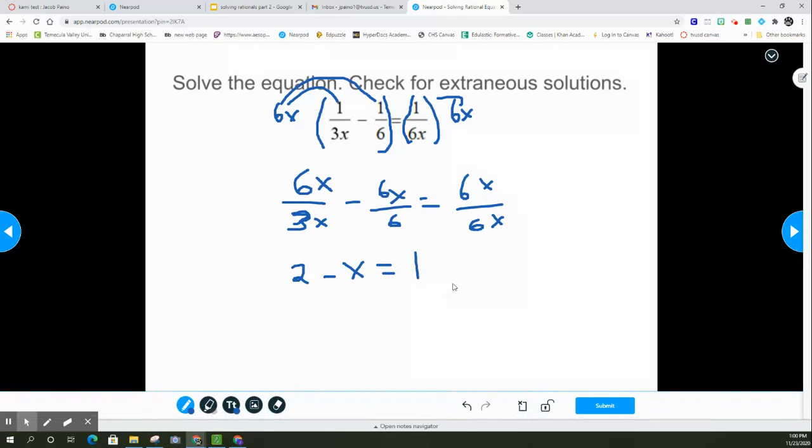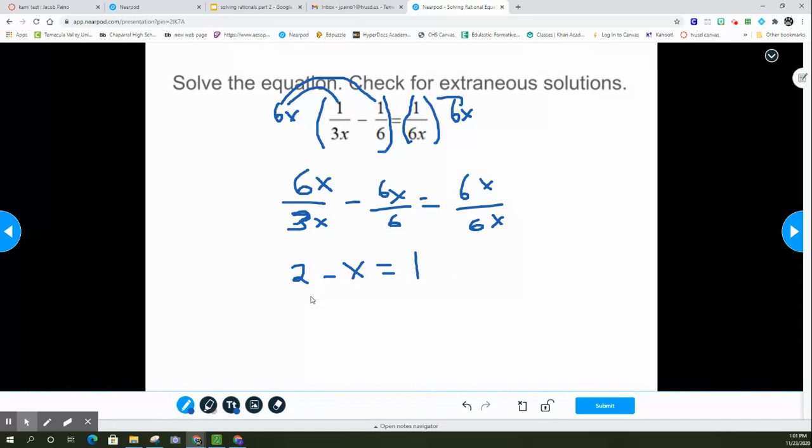So you can see all the denominators went away, because we just simplified each fraction. Again, 6x divided by 3x is 2. 6x divided by 6 is x. 6x divided by 6x is 1. I no longer have any denominator, so now it's just a linear equation to solve. And that's always going to happen. If you multiply both sides by the least common denominator, or any common denominator really, after you distribute and simplify, the denominators will go away. It's called clearing the denominators.